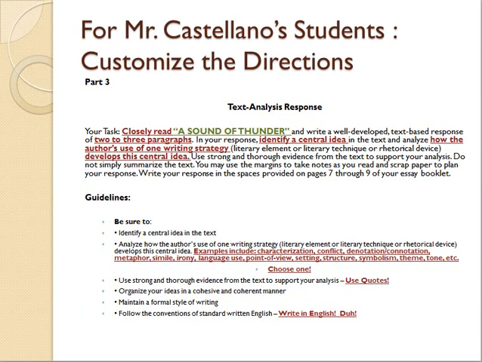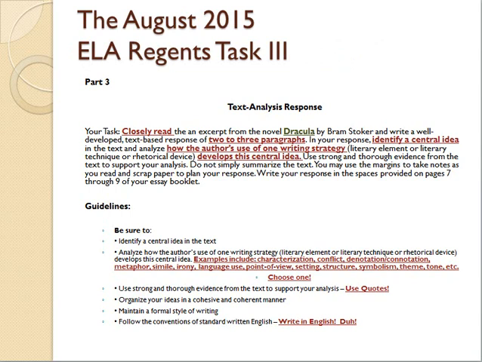Now, for my kids especially, you're going to be doing this, but you're going to be reading A Sound of Thunder. Moving on. So here is the actual August 2015 ELA Regents Task 3. You're going to closely read Dracula by Bram Stoker. And in 2 to 3 paragraphs, you're going to identify the theme of Dracula and explain how Bram Stoker uses one literary element to show the theme. Use quotes, write in English.